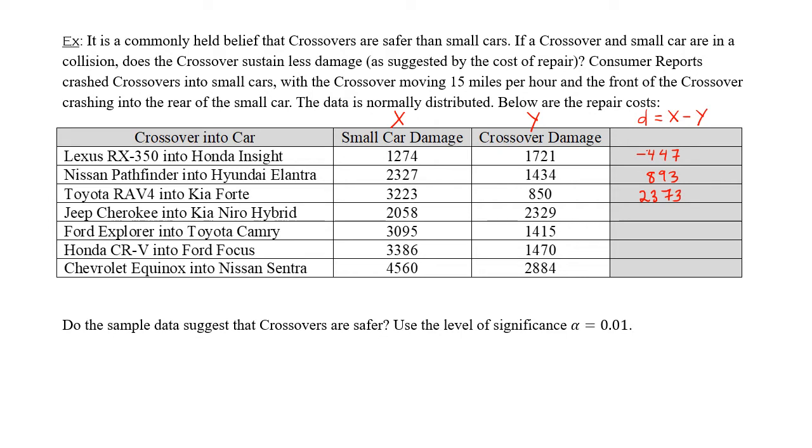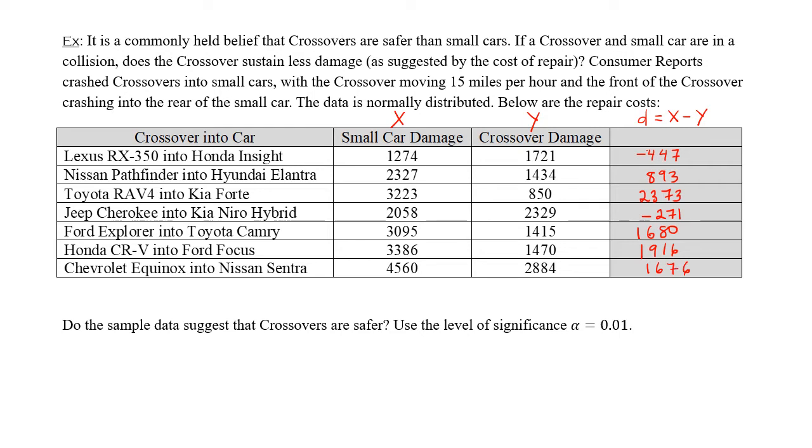2058 minus 2329, negative 271. And 3095 minus 1415, 1680. 3386 minus 1470, 1916, and then 560 minus 2080, 884, 1676.